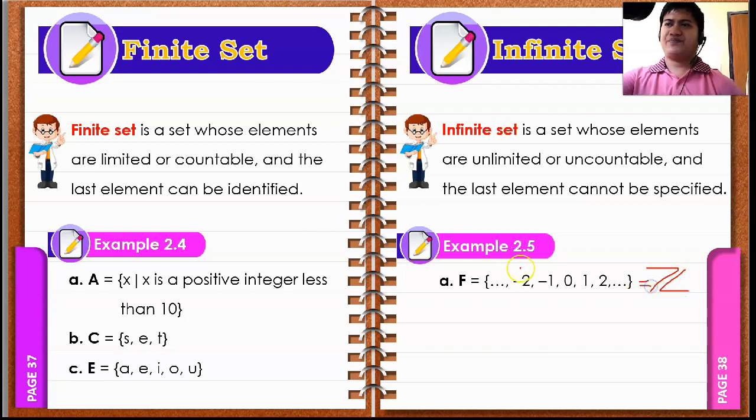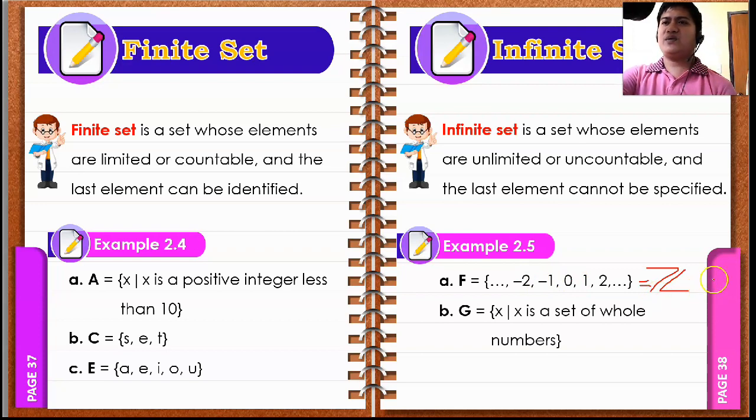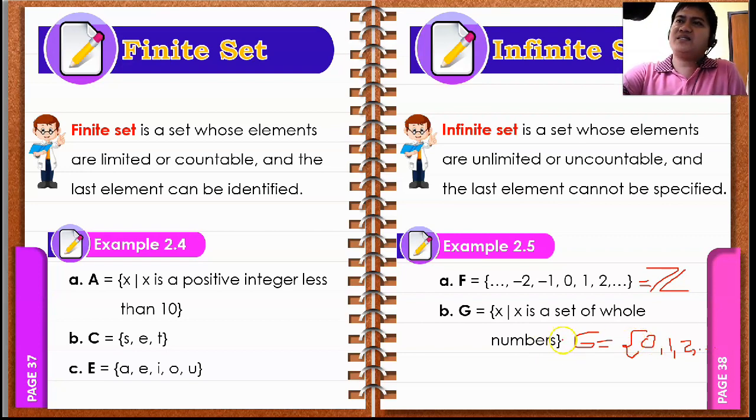Next, we have G is equal to the set of all x such that x is a whole number. This time, this is using the rule method. Letter A is using the roster method. This is also an infinite set because for the set of whole numbers, we don't know what the last element is. We cannot specify the last element. We can start with 0, 1, 2, and so on. We can list some, but we cannot list everything because it's unlimited. Therefore, this is uncountable, and this is an example of an infinite set.